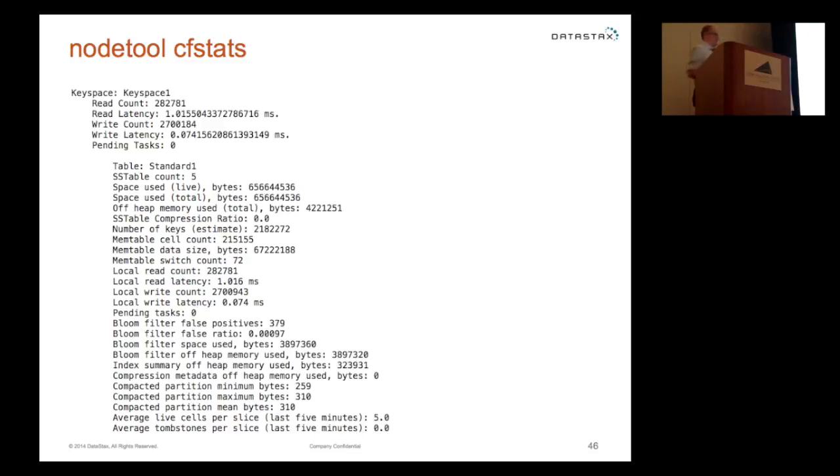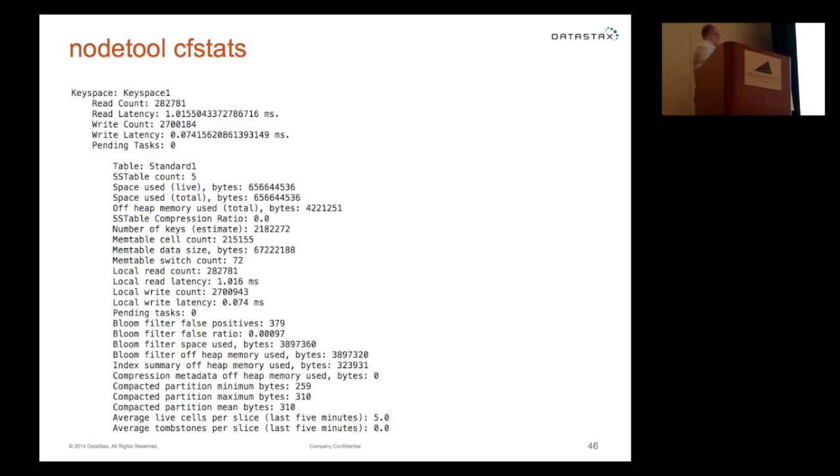Here you have an estimate of the number of keys that are stored in this table for this particular node. Again, this number might be inflated because the number of keys are counted per SS table. So if you have rows that are spread across multiple SS tables, the number of keys here are going to get counted multiple times.